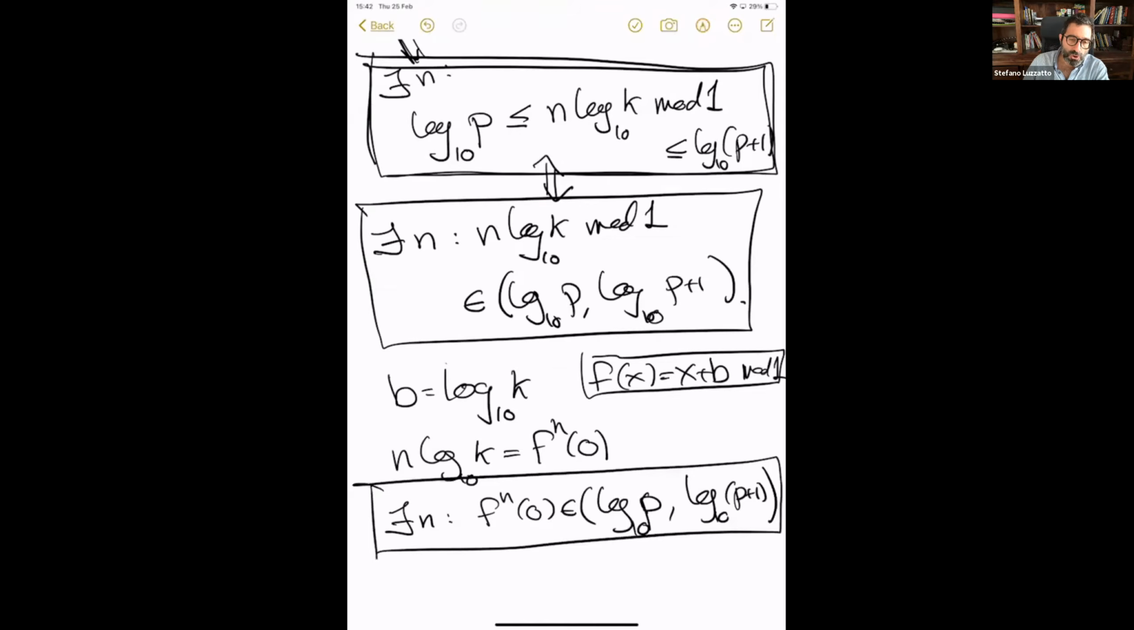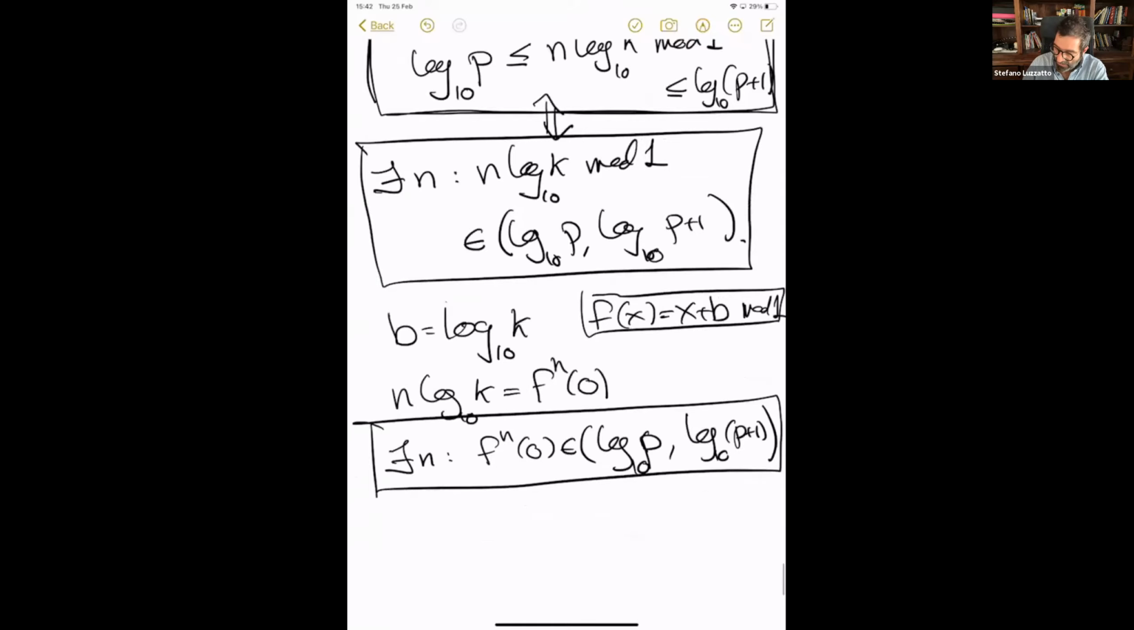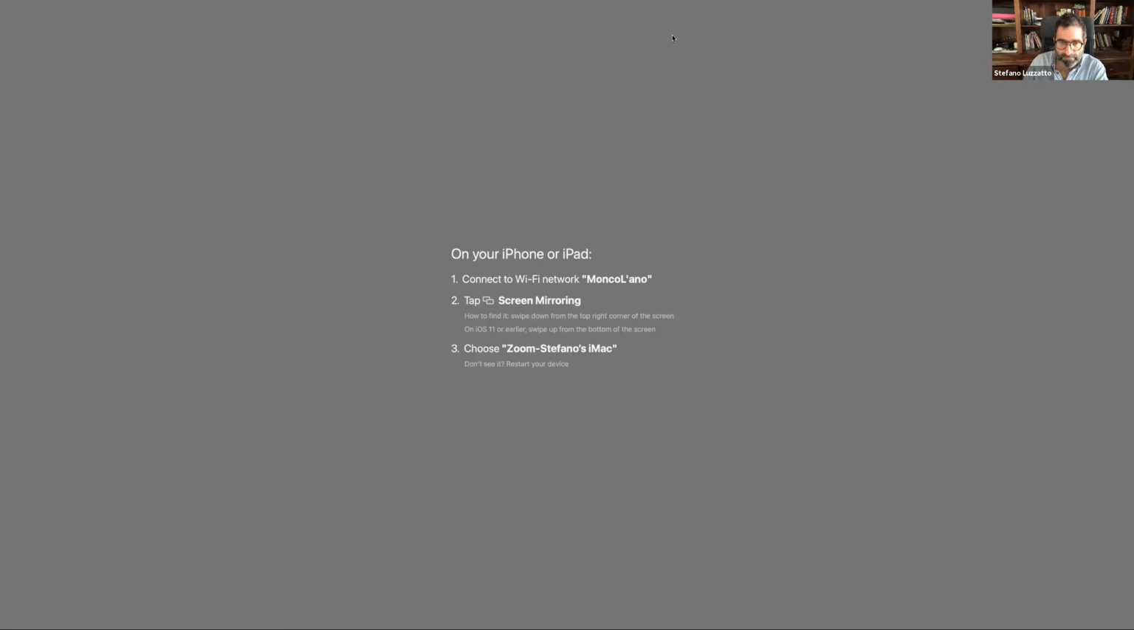So all we need to show is that log base 10 of k is irrational. This is always true if log base 10 of k is irrational.